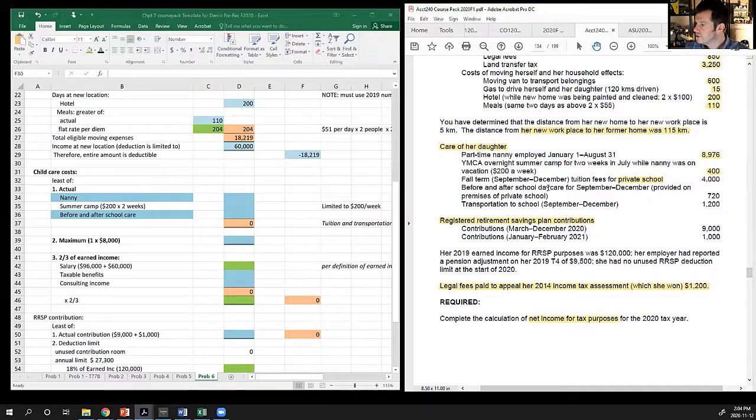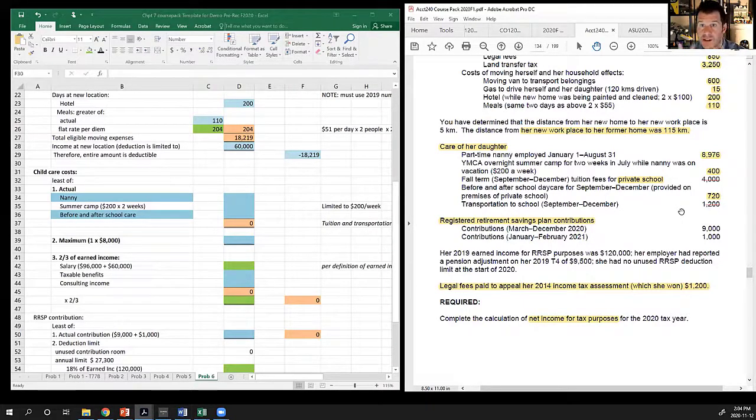Before and after school daycare. Oh yeah, daycare's fine. I like that one. And then transportation to school. Nah, that's never going to happen. Transportation to school doesn't count. So those are the costs. We know which ones are eligible. We're now going to do our lesser of 3 terms and figure out what are the actual deductible costs.